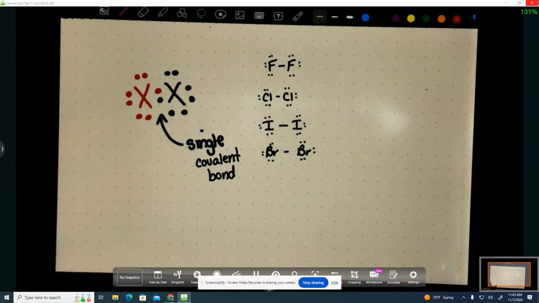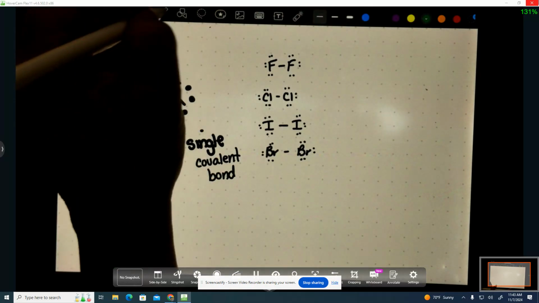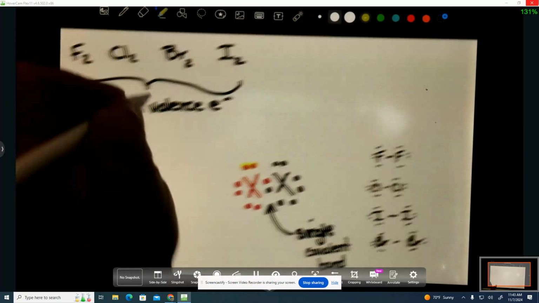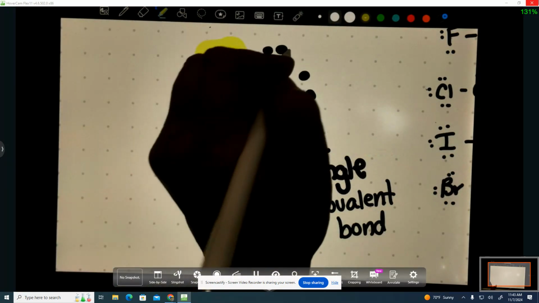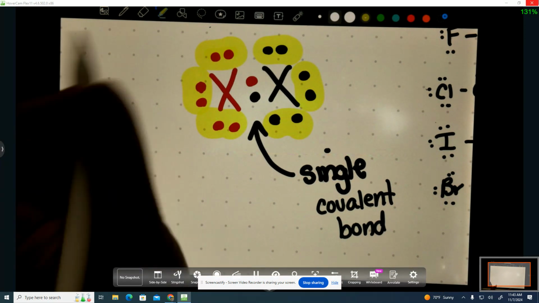Okay, we all good? These guys out here, I'm going to highlight them. Let's make it bigger. Here, here, and here, and here, here, and here. Those are called non-bonding pairs. They are paired up, but there is nothing bonded to them.